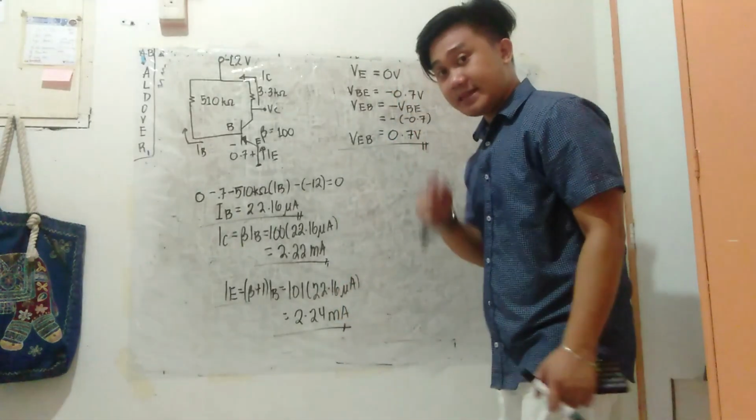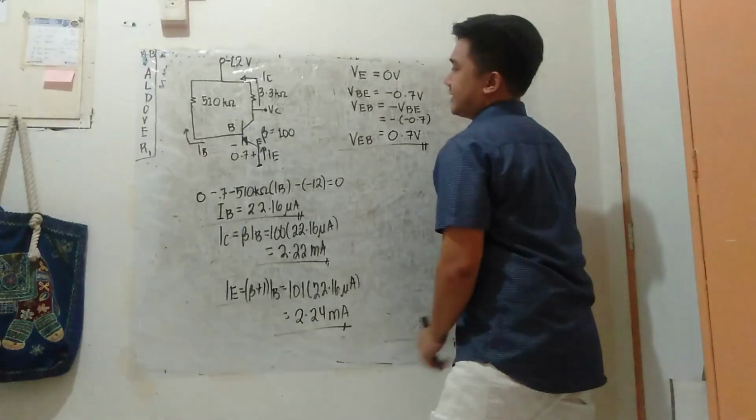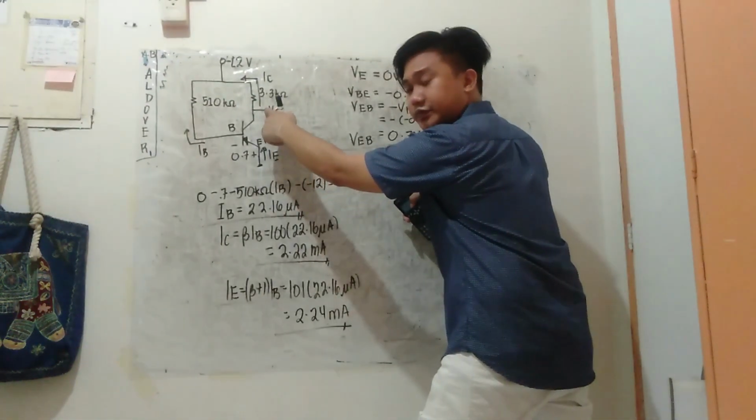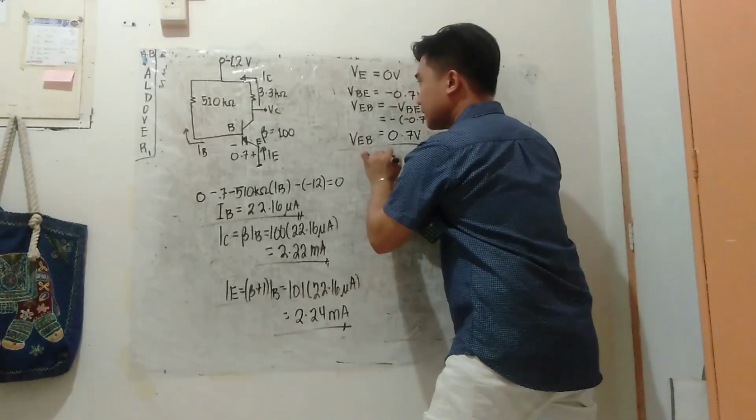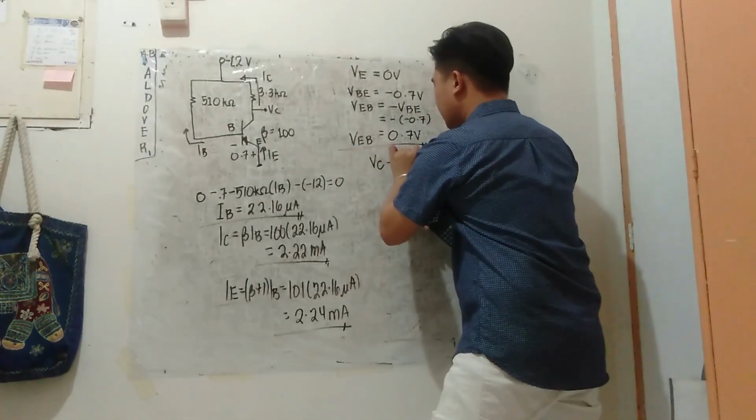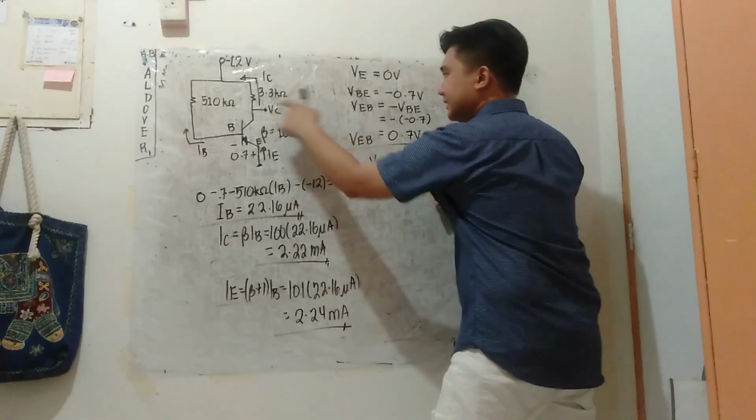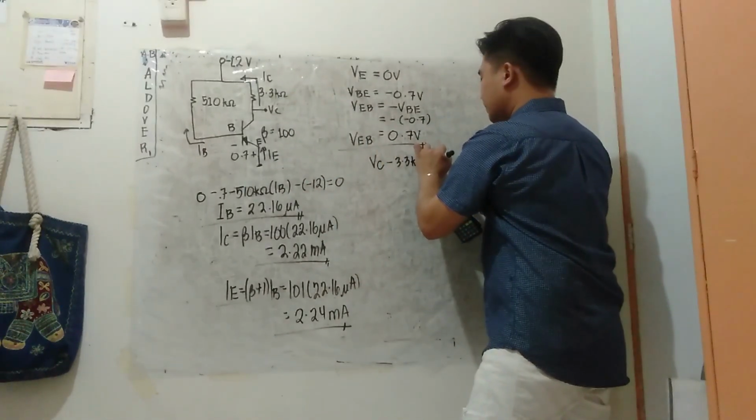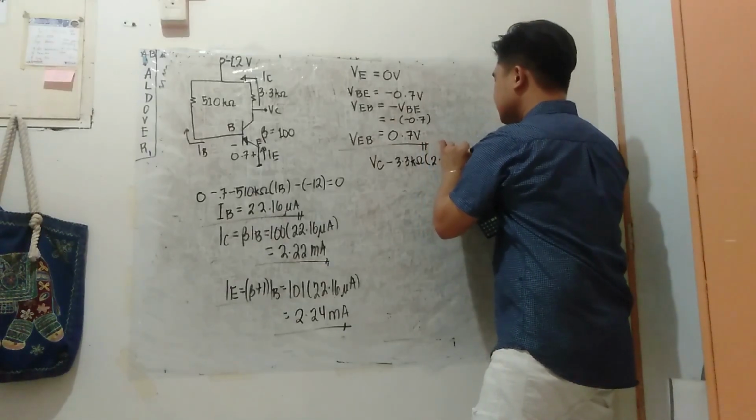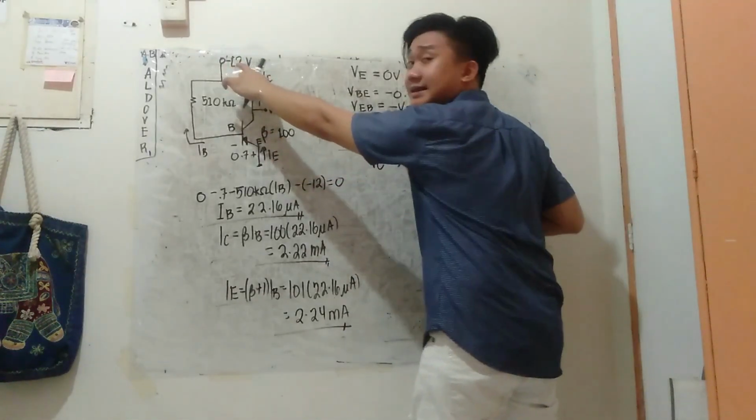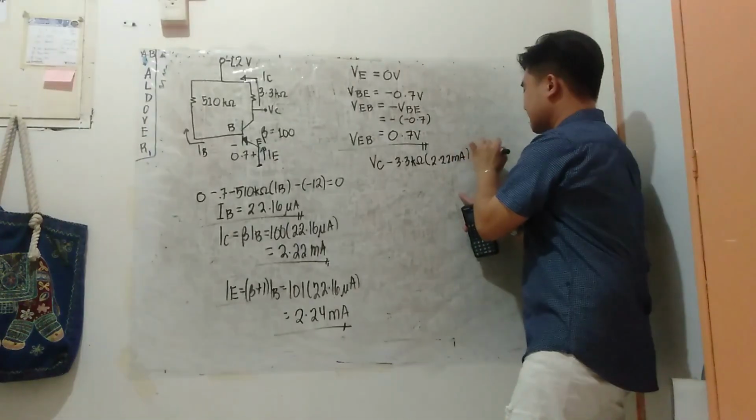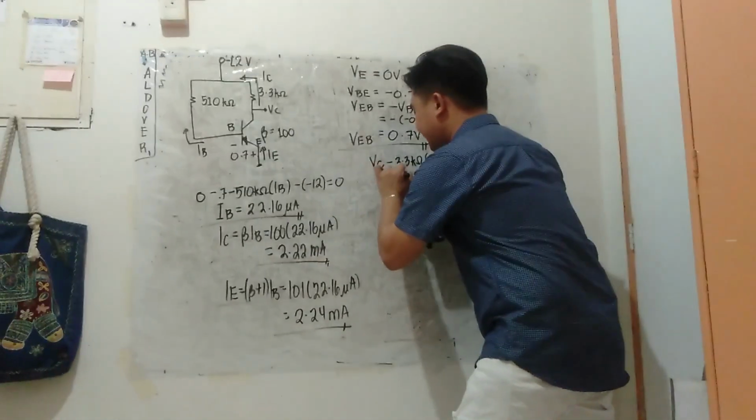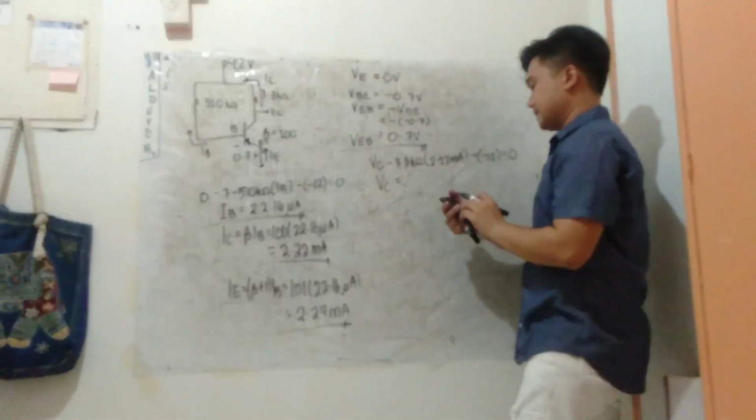Okay? Remember that. Next thing, pwede nating hanapin si VC. So, simulan ko dito sa node voltage ito, VC minus 3.3 kilo ohms, na ang nadaan kay 3.3 kilo ohms ay obviously si IC, which is 2.22 milliamperes. Magtapos tayo sa supply natin ng negative 12, so minus negative 12 equals 0. So, I can clearly find what is VC.